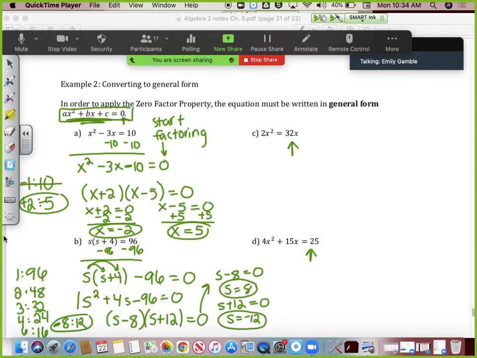Once you do that, you should try and factor it. Try factoring it by its GCF first. If that doesn't work, then try factoring it using the trinomial method. In a couple minutes, I'm going to give you guys some time to work. In a couple minutes, we'll go over the answers and then call it a day.